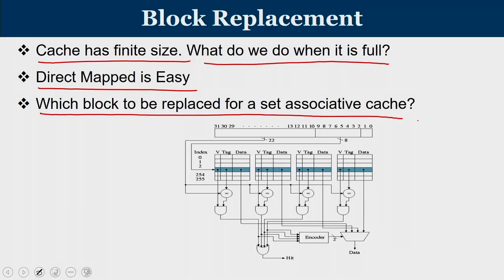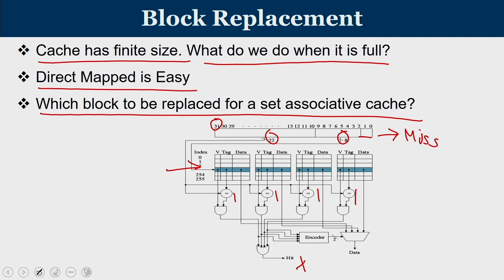Now, which block is to be replaced when the cache is set associative? Consider that the CPU gives a 32-bit address. This 32-bit address is divided into a 22-bit tag, an 8-bit index, and the remaining is the offset. Using this 8-bit index, you index into one of the 256 sets. Let us imagine that the shaded color is one particular set, and you perform tag comparison on each of the blocks. This is a four-way associative cache, but unfortunately, none of the tag comparisons gives a hit. That means the given address has encountered a miss.